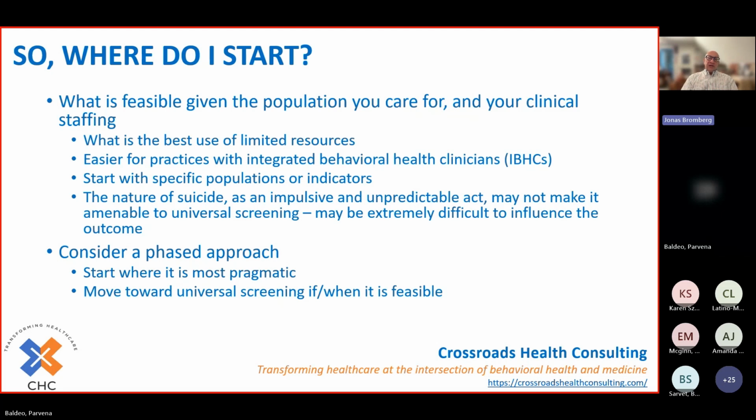But we want to really begin where it's pragmatic, and then if and when it's feasible, move toward a more universal approach. One of the things that we considered as we were talking about this in the network I worked in was, if we do it universally, are we going to just be crushed by the number of people that need follow-up and further assessment? And so we chose not to do it universally. So consider a phased approach and what's really pragmatic given your resources. Start with some specific populations or indicators. Next slide, please.